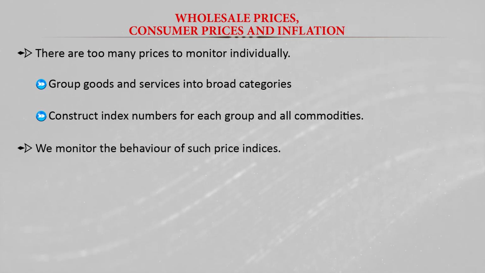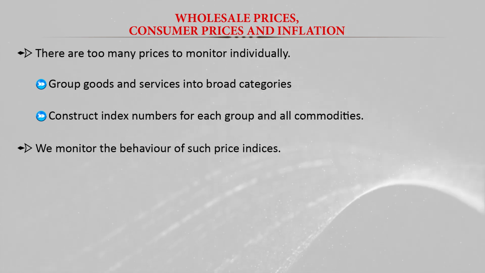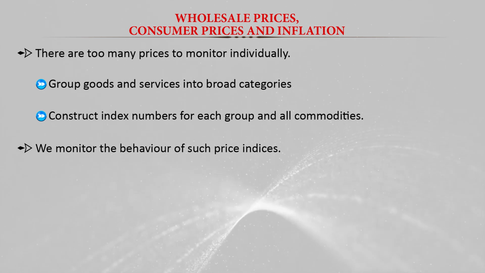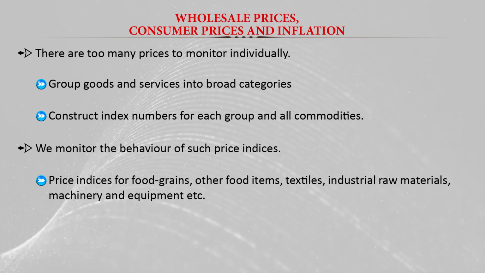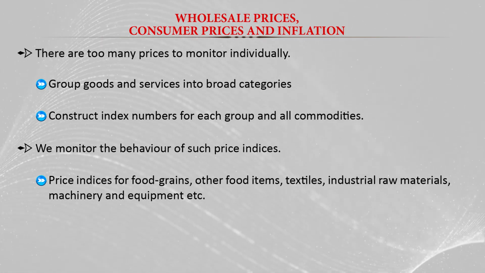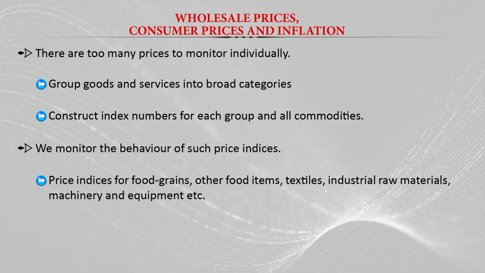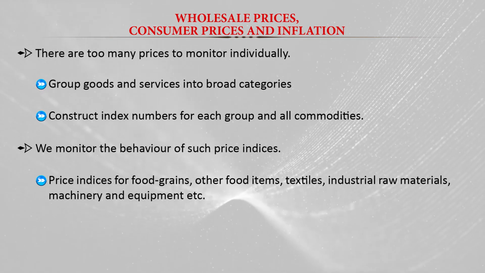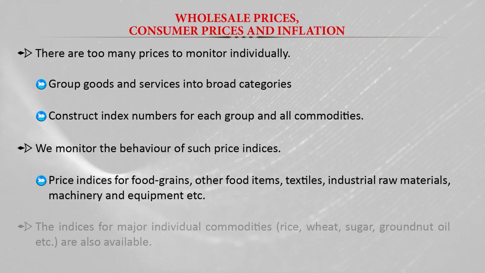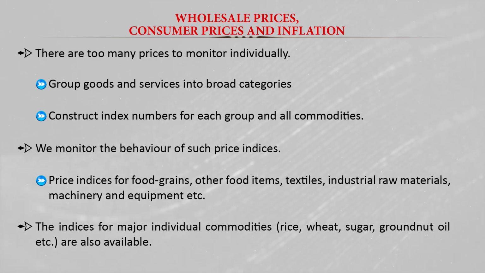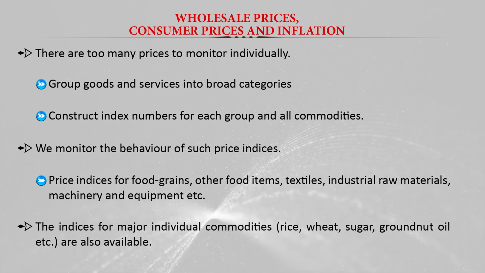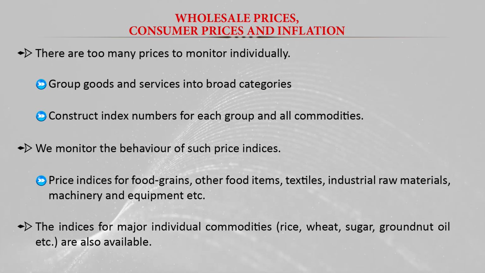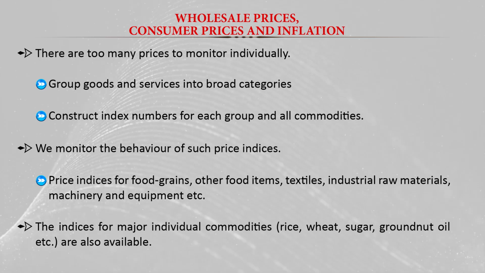So we monitor the behavior of such price indices. We can calculate the price indices for food grains, the price indices for other food items, textiles, industrial raw materials, and machinery. So we calculate different types of price index. And the index for major individual commodities is also calculated sometimes, like rice or wheat, sugar and groundnut oil. These are the major commodities we consume, so for that purpose also we calculate separate price indices for these commodities.